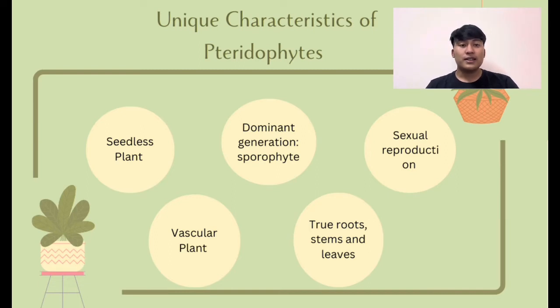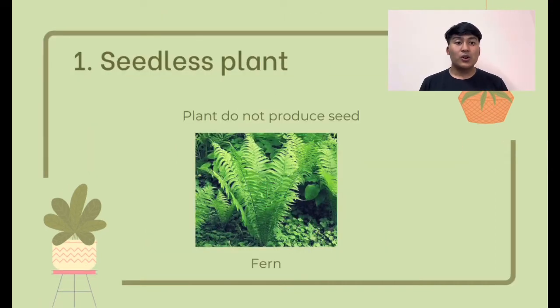The first one is seedless plant, and the second one is that the dominant generation is sporophyte, and the third one is sexual reproduction, and next is true roots, stem and leaf, and the last one is vascular plant. So for the first characteristic, it is seedless plant. Seedless plants means plants that do not produce seeds. For example, in the slide is fern.